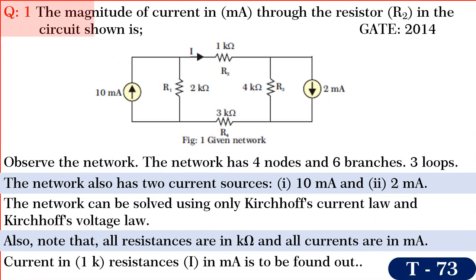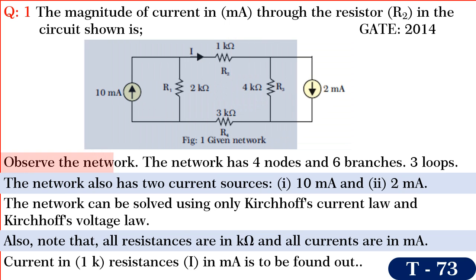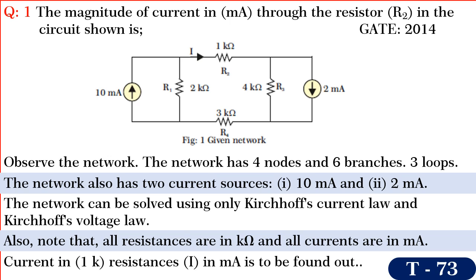Friends, first let us solve a question of GATE 2014. In this question, we are required to find the magnitude of the current in milliamperes through the resistance R2 in the circuit shown in figure. Observe the network. The network has 4 junction nodes, 6 branches, and 3 loops. The network also has 2 current sources, one of 10 milliamperes and the other of 2 milliamperes.